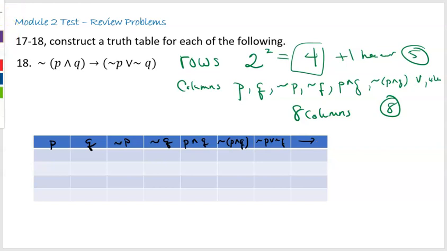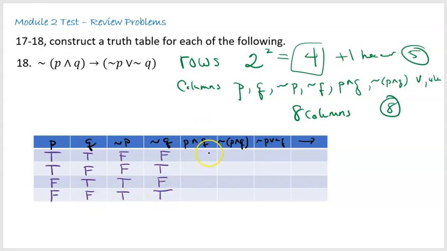Let's fill in with purple this time. So my P, again, I have 4 rows. So that means I split 4 in half and I have 2. So 2 trues along with 2 falses. And then I split 2 in half and I have 1, which means I alternate true false all the way down. 1 true, 1 false, 1 true, 1 false. Now not P, I'm only looking at the P column, and I do the opposite. So not true is false, not true is false, not false is true, not false is true. I'm going to do the same thing with the not Q column, but looking at the Q column, of course. So not true is false, not false is true, not true is false, not false is true.